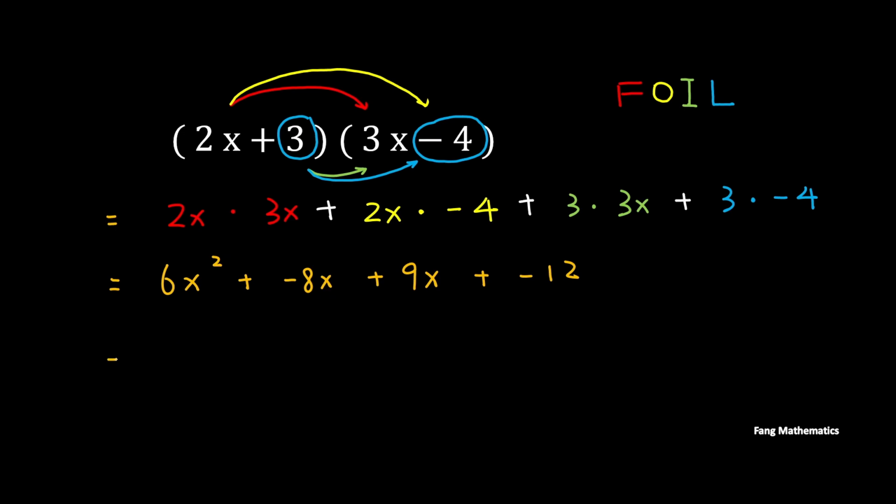And if you look at our linear terms, you have minus 8x plus 9x. So they have x in common. So I believe you should collect them. And let's look at the first term, just that. And plus minus should give you minus. So minus 12. And let's simplify the linear term we have. So minus 8 plus 9 should give you 1. So plus 1x, which is x minus 12. That should be your final answer.